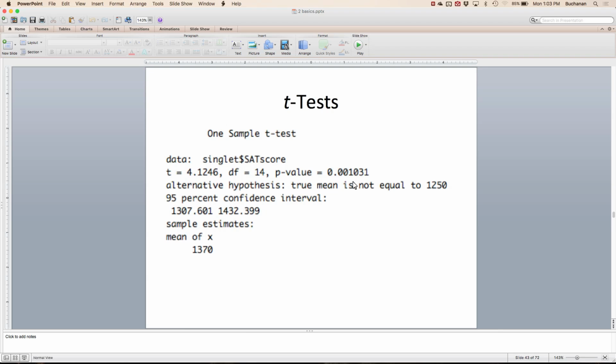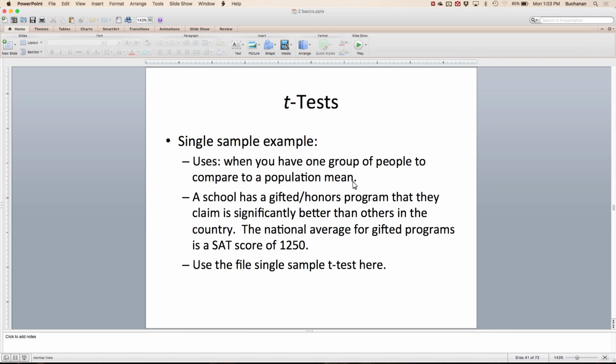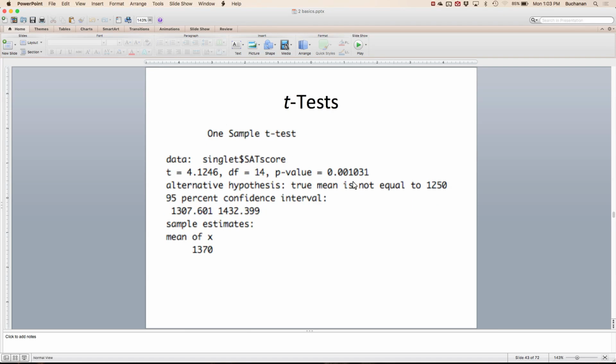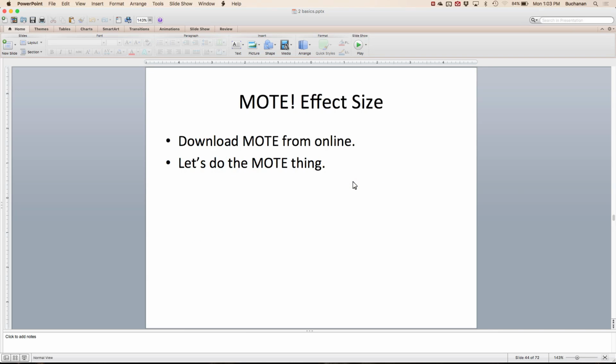So yes, the honors gifted program at the school has a different average than the national average. And since it told me the mean was 1370, I would say that their average is higher. So 1370 is a bigger number than 1250. So it is significantly different. Yay. But is that an important difference? We'll see. And that's where Moat comes in.